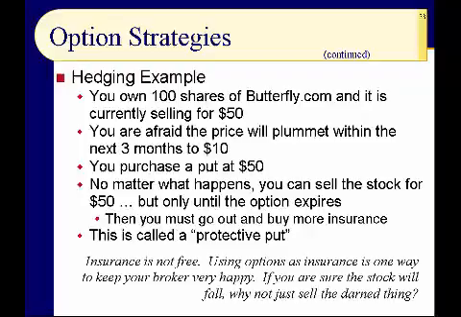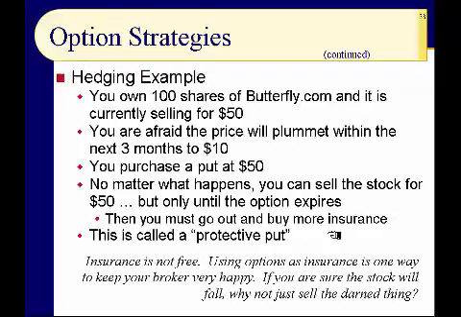You purchase a put at $50. And you see what you just did? No matter what happens, you can sell the stock for $50. If the price plummets down to $10, you can still sell your stock for $50. But only till the option expires, and then what do you have to do? You got to go out and buy more insurance.